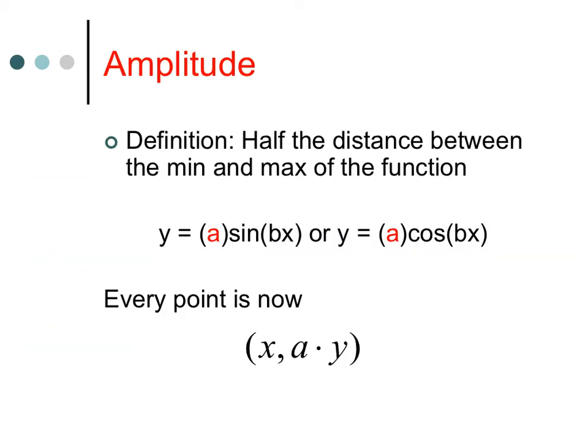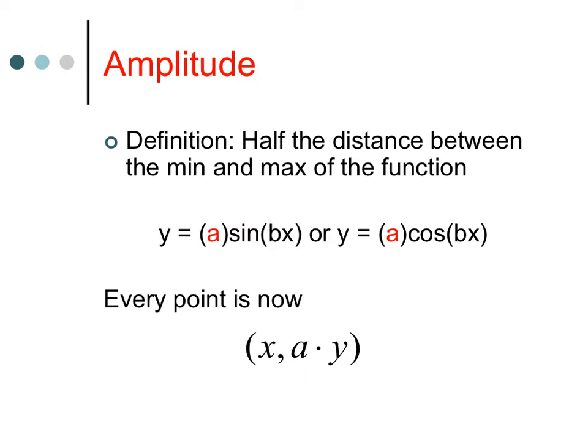Alright, so our first variable that's going to modify our points is what we call the amplitude. The amplitude is the number that's outside of either curve and it's being multiplied by that function. Every point now is going to have a different height. So our y value is going to be multiplied by a.